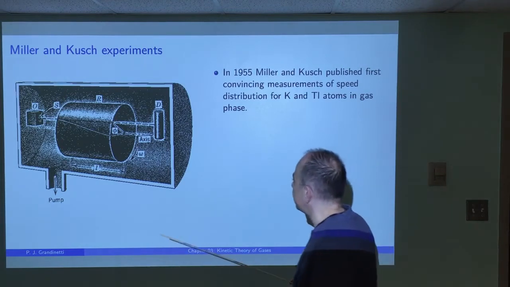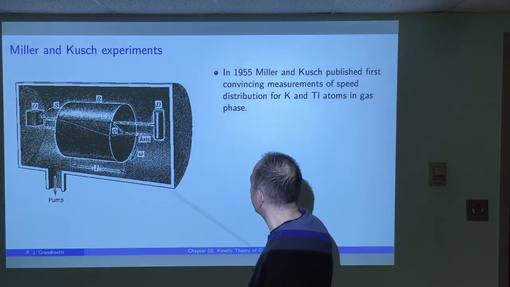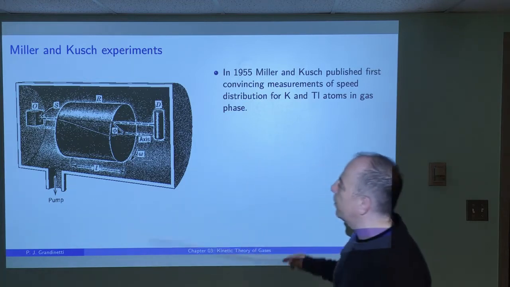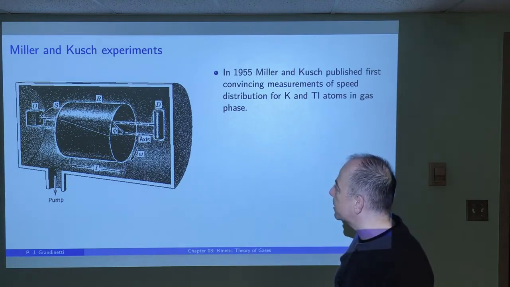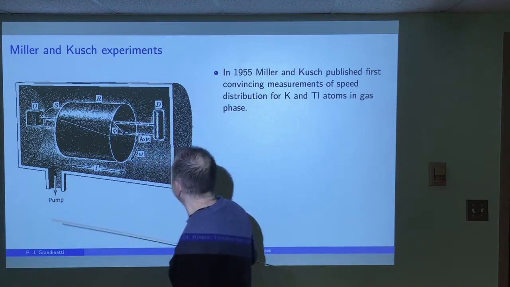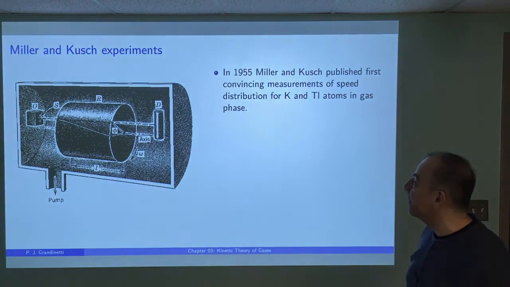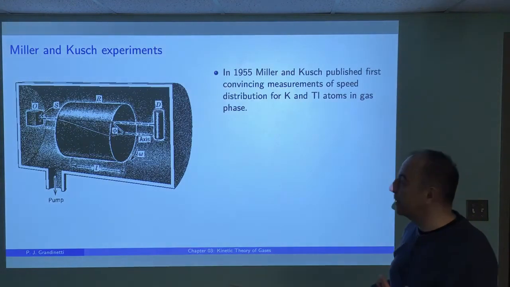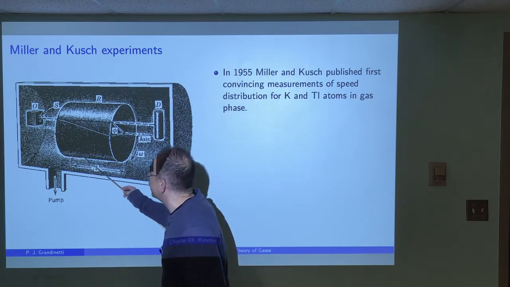What they did is described in this picture here, and this is going to take some explaining. This is a cutaway view of a chamber that's connected to a pump. It's going to be pumped out so that there's as close to a vacuum as possible in here. And inside this chamber, on one side, there'll be an oven, and in that oven, there's going to be potassium or thallium metal, one of the two. They're going to be heated up above their melting point so that they're vaporized into the gas phase.